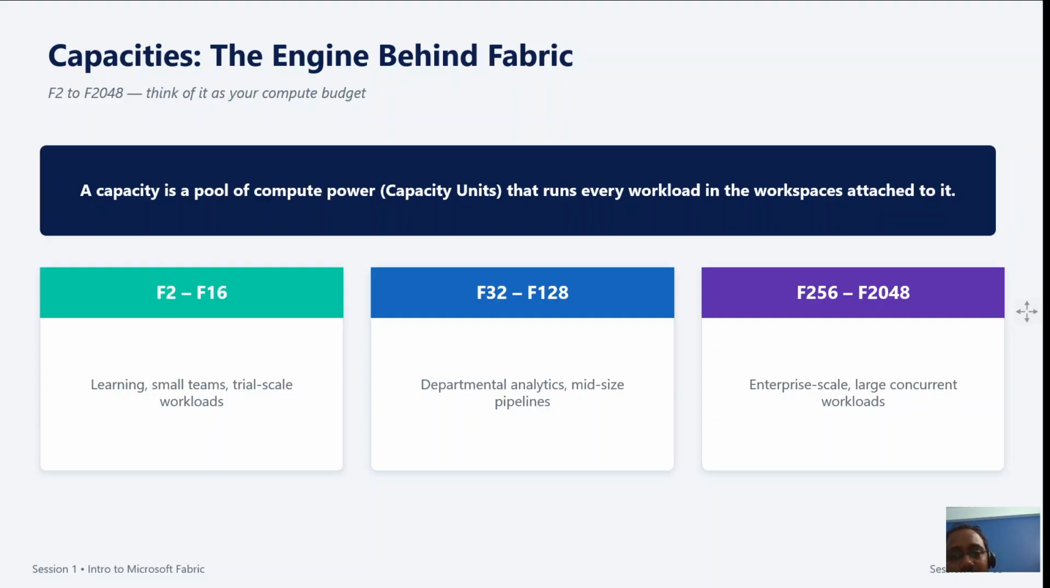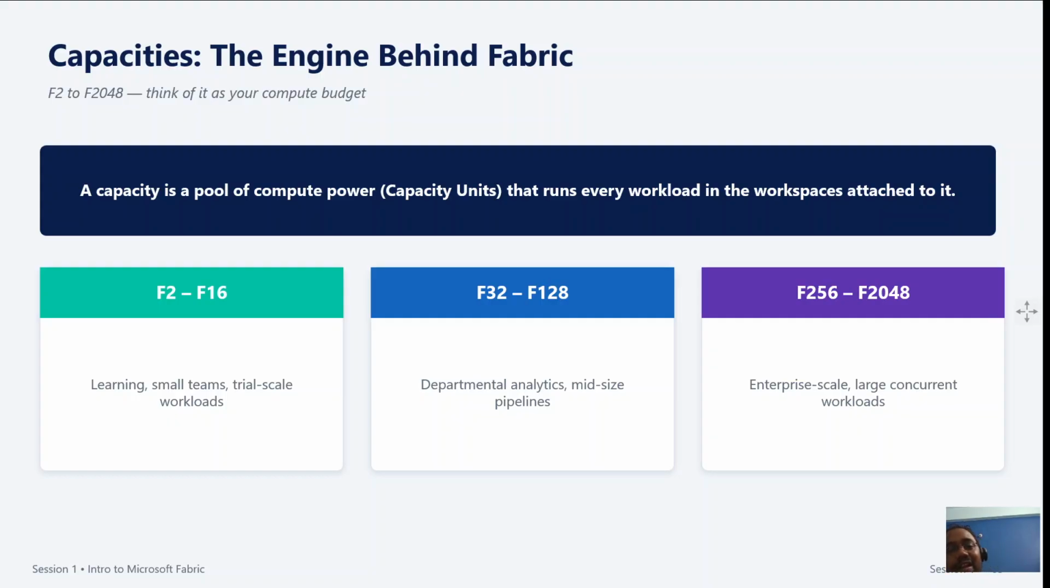Concentrate here: more concurrent Spark jobs, more pipelines, and repeated data refreshes need a bigger capacity. Like that it is. Likewise, this capacity has to be used.